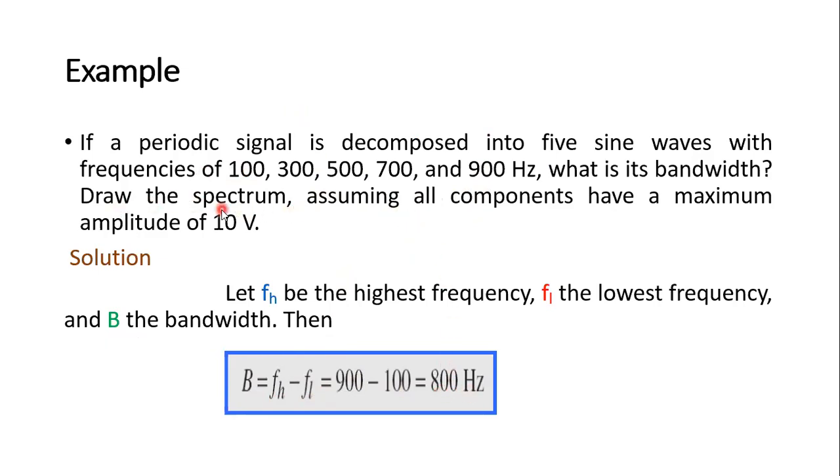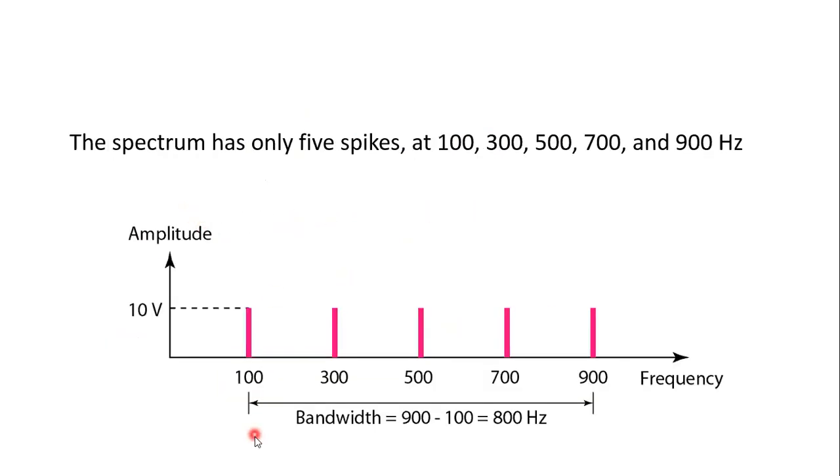Next we have to draw the spectrum diagram. Assume that the amplitude is 10 volt. So this is the spectrum diagram. The lowest is here 100, then the voltage is a constant 10 volt, then 100, 300, 500, then 700 and 900. Okay. Then bandwidth equals highest minus lowest, that is 800 hertz. So like that we can draw a spectrum diagram for a particular bandwidth.